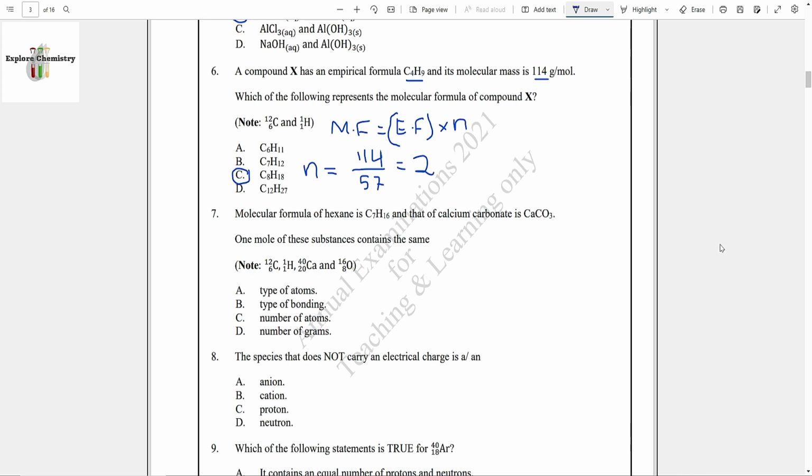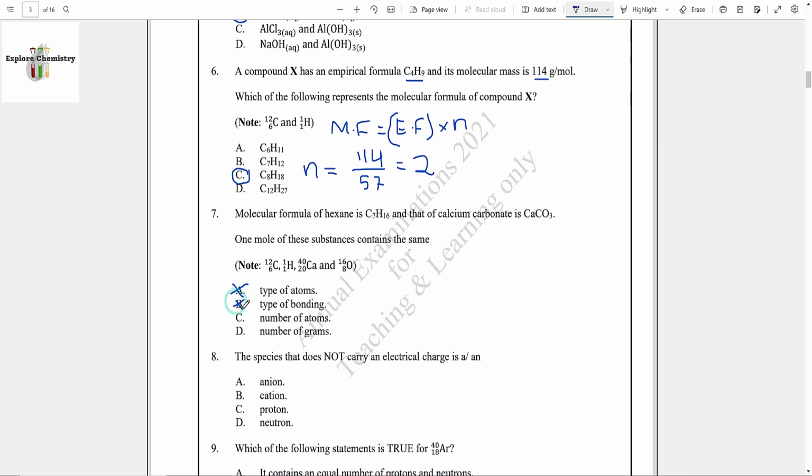Now the next question is, the molecular formula of hexane is C7H17 and that of calcium carbonate is CaCO3. One mole of these substances contains the same... One mole contains the same number of molecules, the same number of grams also. Number of molecules is not present in the options. Same type of atom is a completely wrong option, because this contains carbon and hydrogen, this contains calcium, carbon and oxygen. Type of bonding is also wrong. It is a salt which contains ionic bond. So this is also wrong.